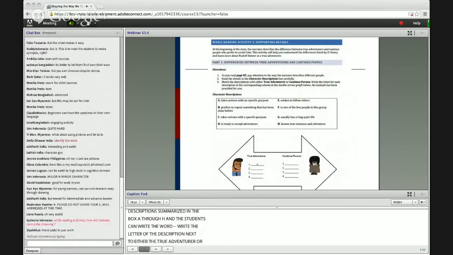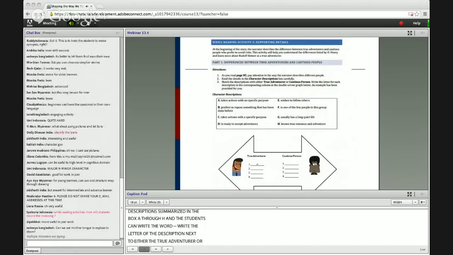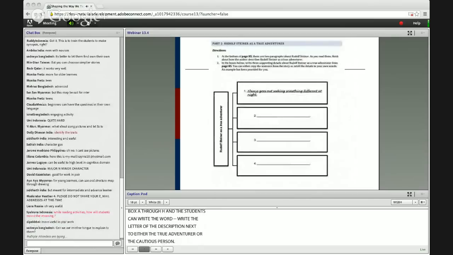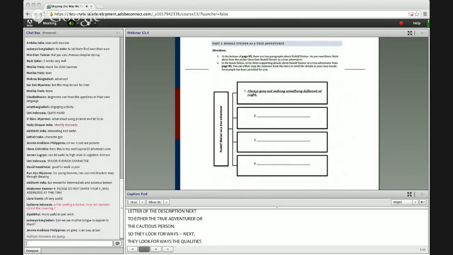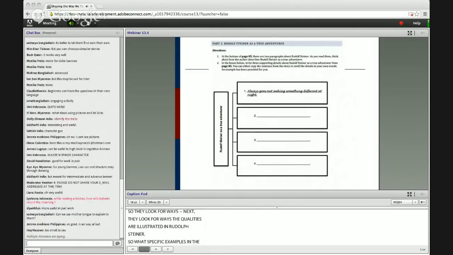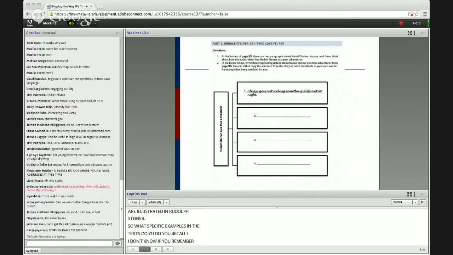Next, they look for ways that the qualities are illustrated in Rudolph Steiner. So what specific examples in the text do you recall? I don't know if you can remember any. I think this was the one that the fewest people answered correctly in our pop quiz. So if you're not sure, you'll just have to read the story.